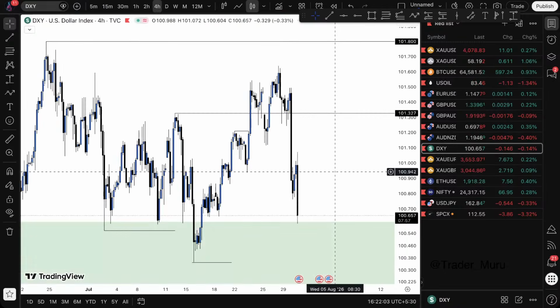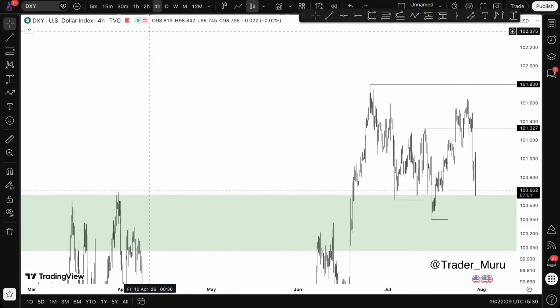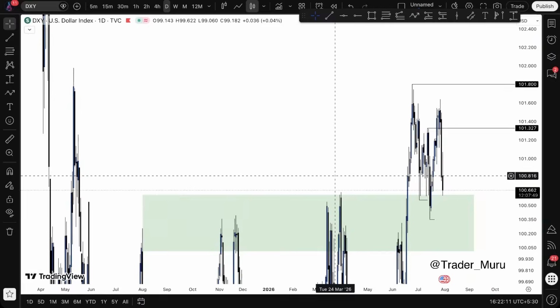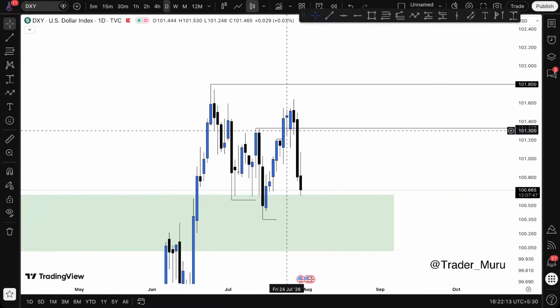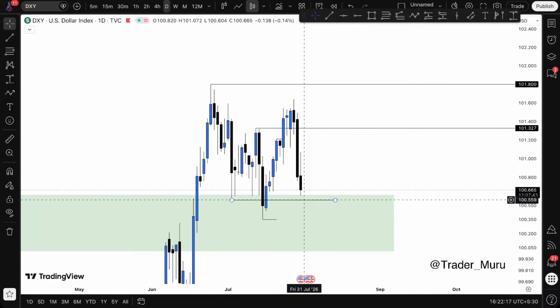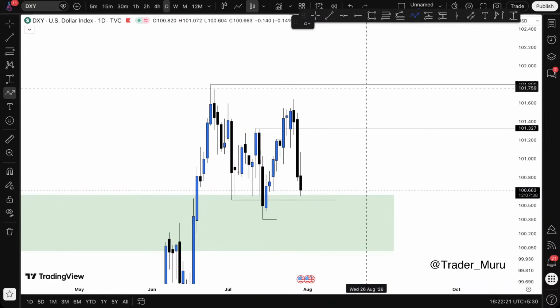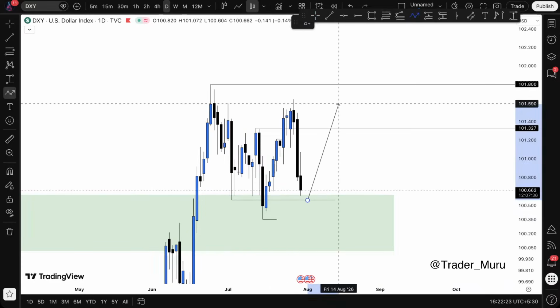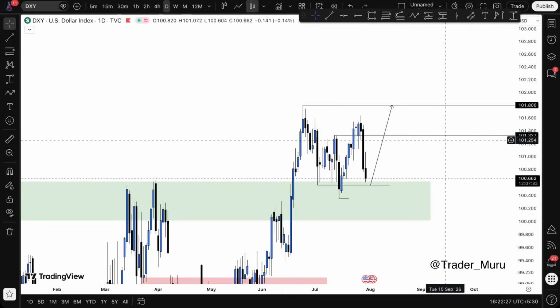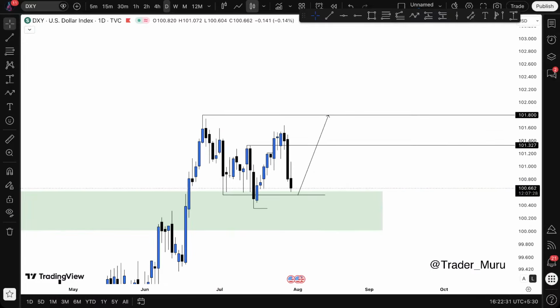And DXY. DXY is still bullish. The 4-hour has turned bearish, but the daily is bullish. We have a daily time frame change of character, so this is our QML area. Price can pump again from here, from 100.5. From this area, price can pump and break above 101.7. It is still bullish.